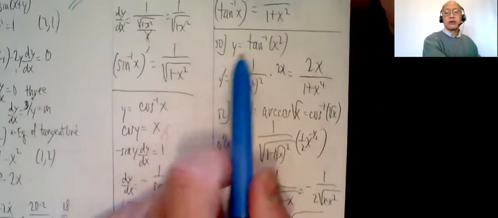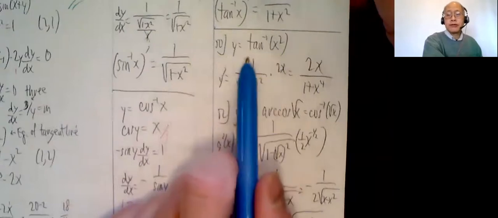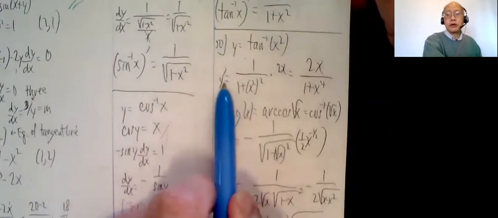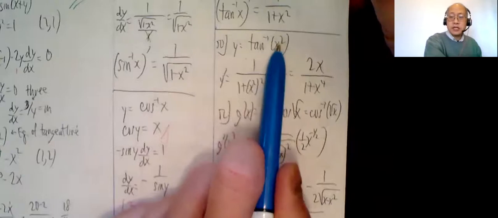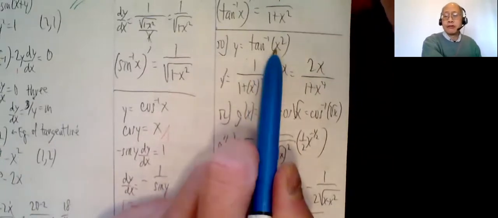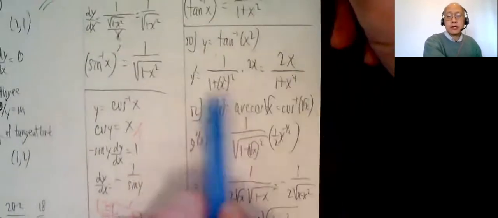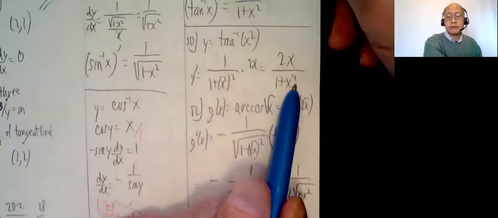Number 50, y equals inverse tangent of x squared. So the derivative is, by the chain rule, one over one plus this thing squared, x squared squared, and then by the chain rule, times the derivative of the inside, which is 2x. So with a little bit of touch up, 2x over one plus x to the fourth power.